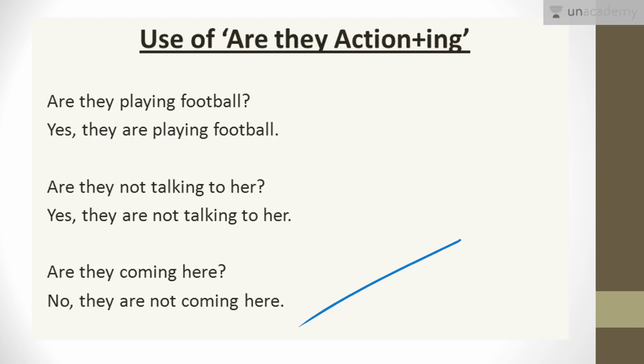So this is how we can frame the questions for the sentences we learned before. Okay. In this way, we can form n number of questions and we can answer all of them.